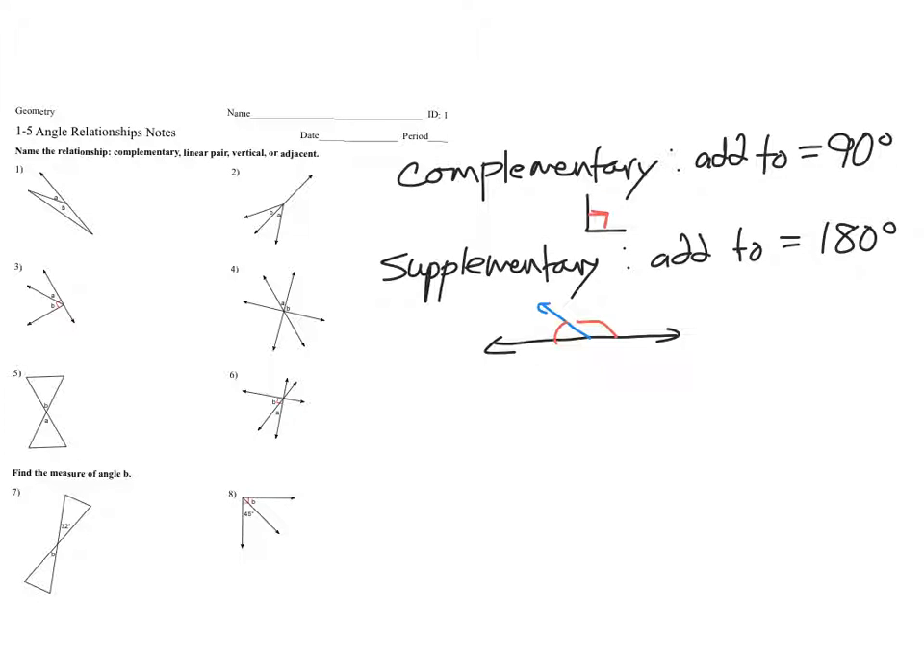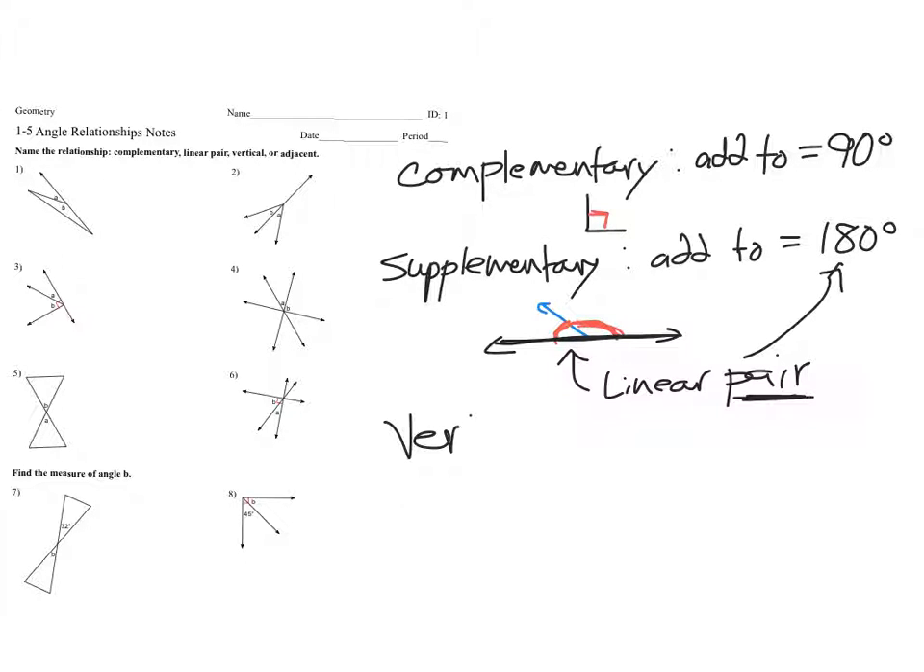All right, the next one, along with that, is also referred to as a linear pair. Pair meaning two. So these two angles right here are two angles that form this straight line, which means they have to equal 180 degrees.